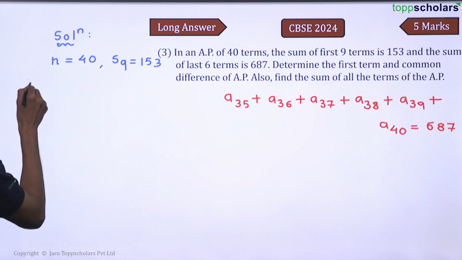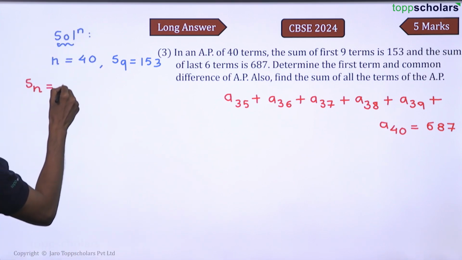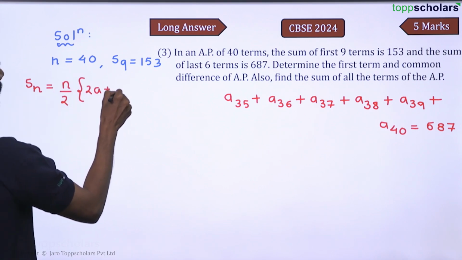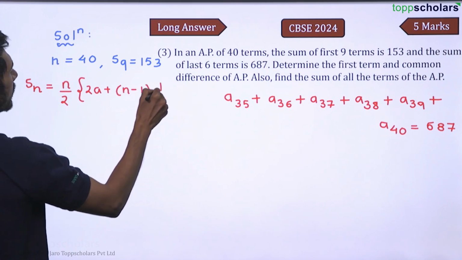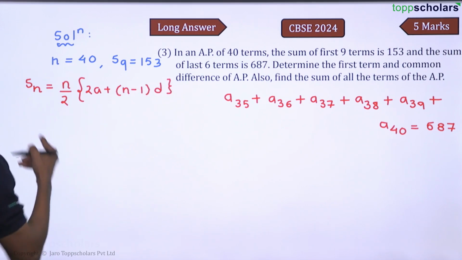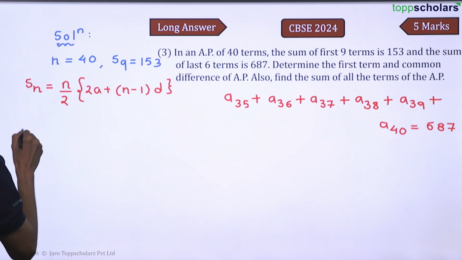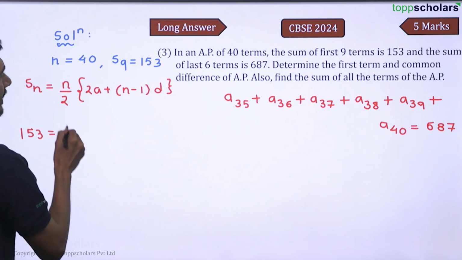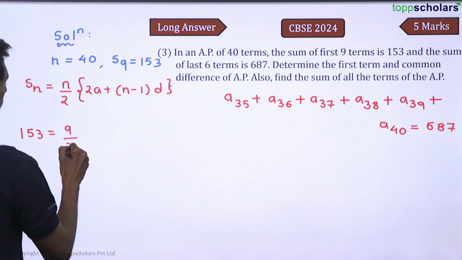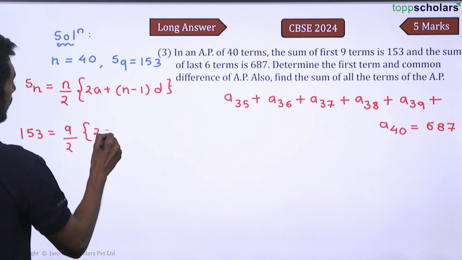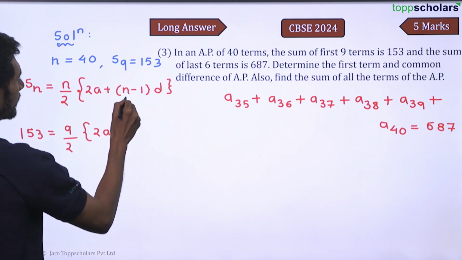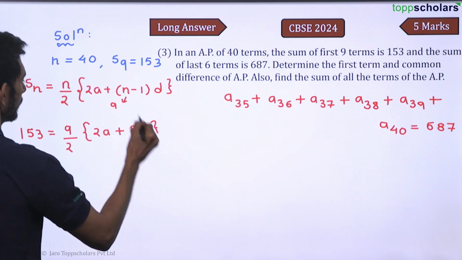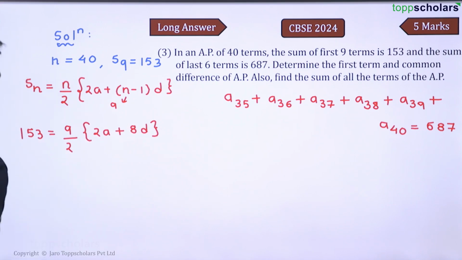Now what is the formula for Sn? We know that Sn is equal to n by 2 into 2a plus n minus 1 into d. So S9 is 153. I am writing down 153 directly. So 153 is equal to, n is 9, 9 by 2, 2a plus, this is 9, right? 9 minus 1 is 8.